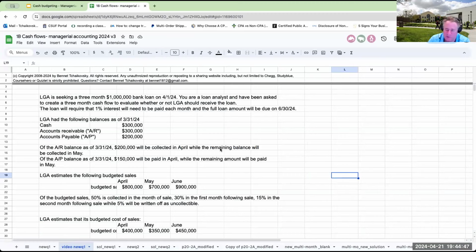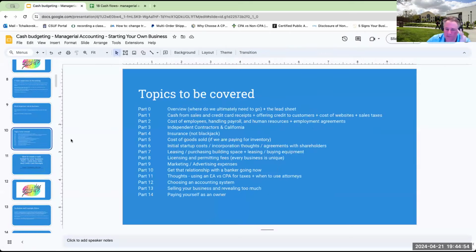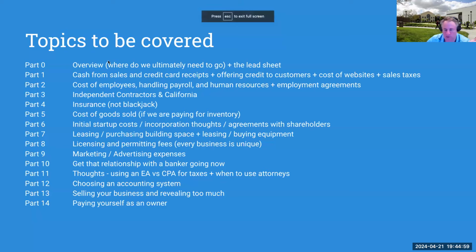But I've also been wanting to do a presentation just going through and talking about cash flows. And this is kind of where my mind was, which was these are the different topics that basically go into a cash flow for a business. It is very extensive. And this is probably just the beginning. There's got to be a lot more parts to this.